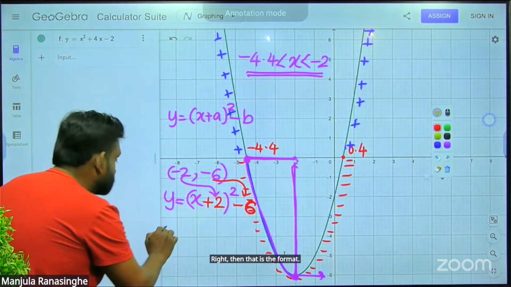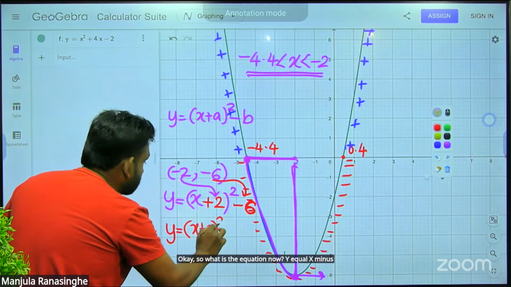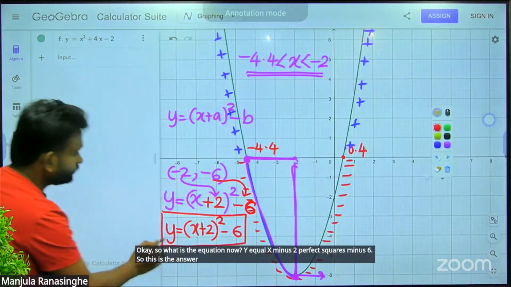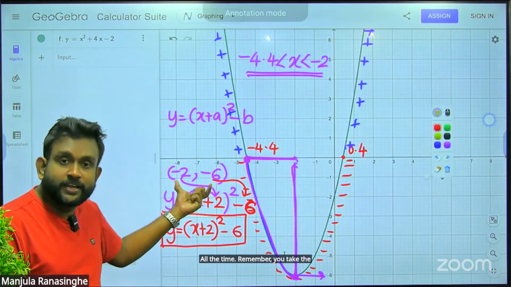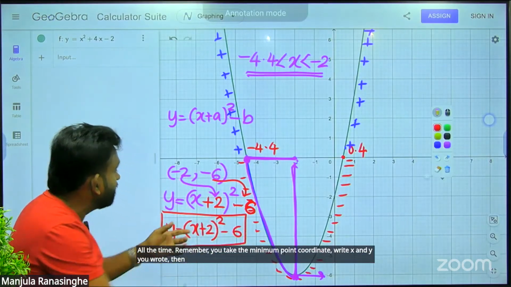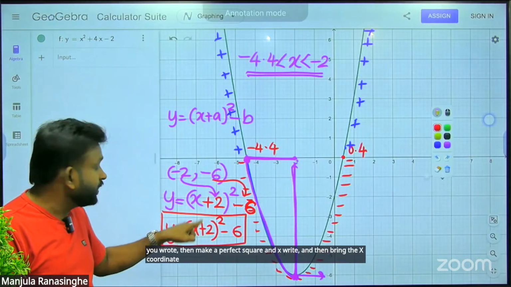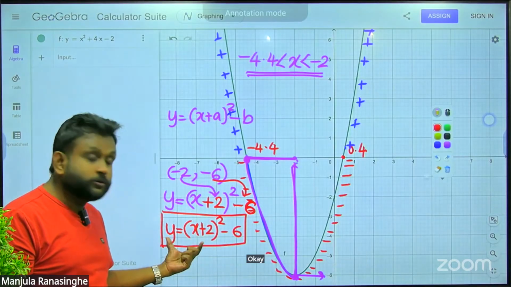So what is the equation now? y equals (x plus 2) squared minus 6. This is the answer. All the time, remember, you take the minimum point coordinate, write y equals, make a perfect square with x, bring the x coordinate with the sign changed, and attach the y coordinate at the end. That's how you do it.